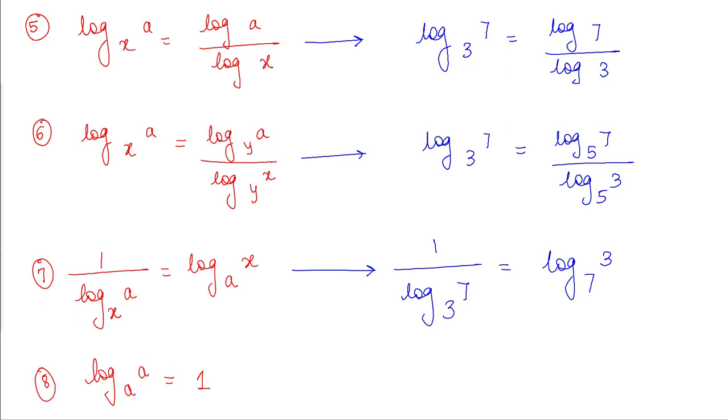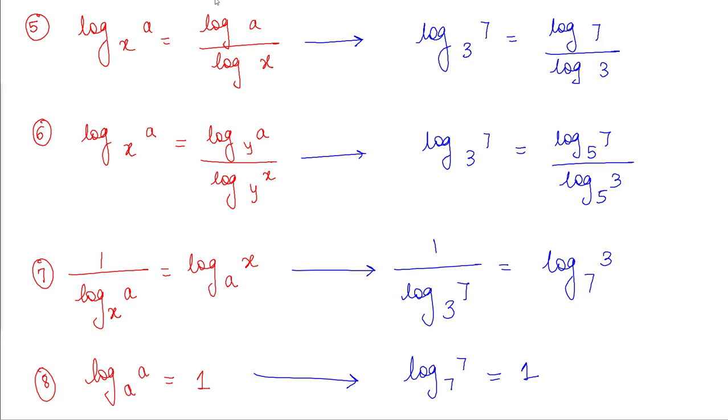Okay everyone, for example let's have a look at it. Log of 7 to the base 7 is going to be how much? Log 7 divided by log 7, that is equal to 1. Okay everyone, now after this let's have a look at the ninth property.